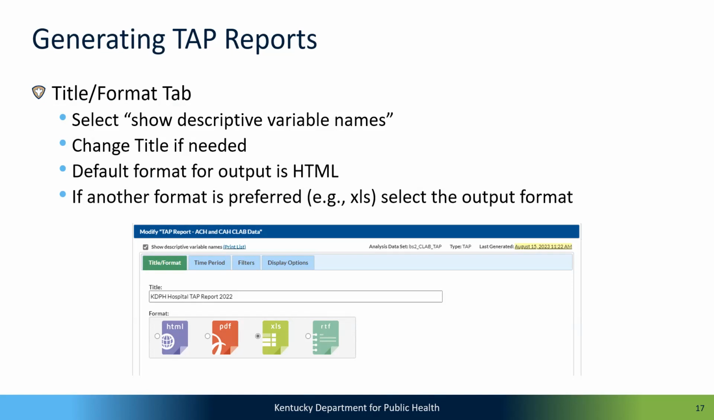Within this tab, you can also change the title if you would like to. You can change the default format, which is an HTML, to a PDF, an Excel document, or a rich text file. But if any other format is recommended, usually an Excel document is most commonly used.